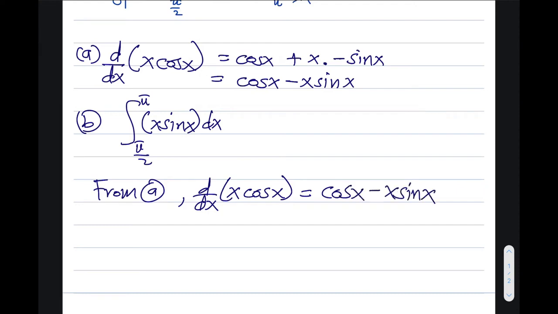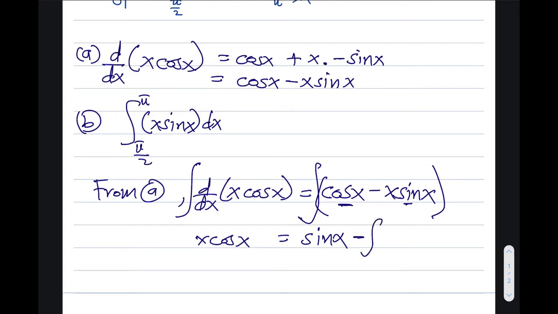What this means is that, if we reverse it, that is, if we integrate everything here and we also integrate everything here, we should come up with something like x cos x, which is equal to, let's integrate this cos. That would give us what? Sine x. Yeah, good. Then let's maintain the integral sign on this. So we have the integral of x sine x.